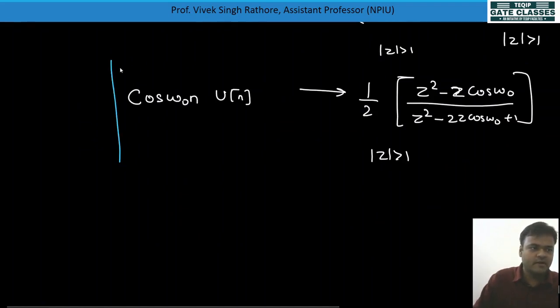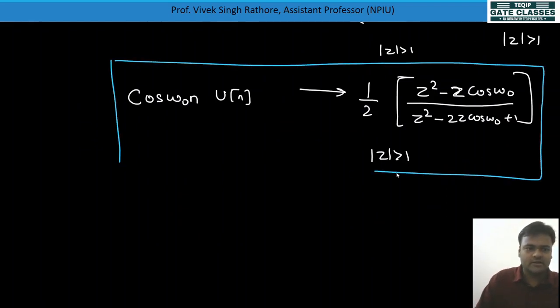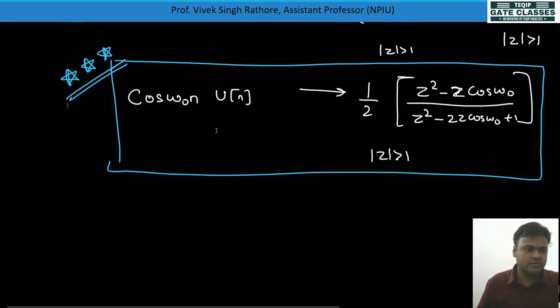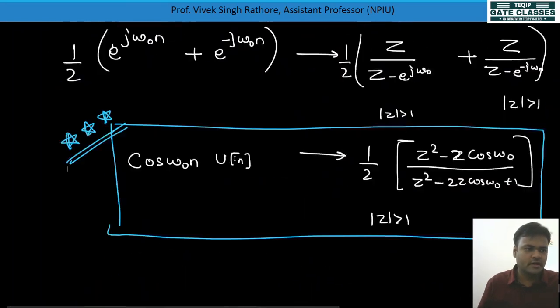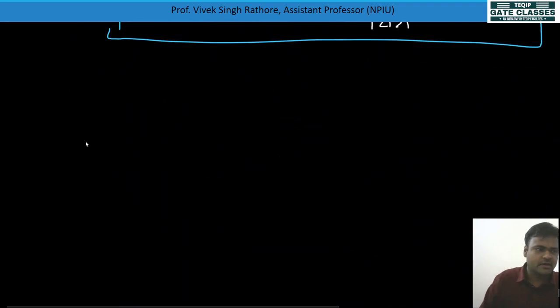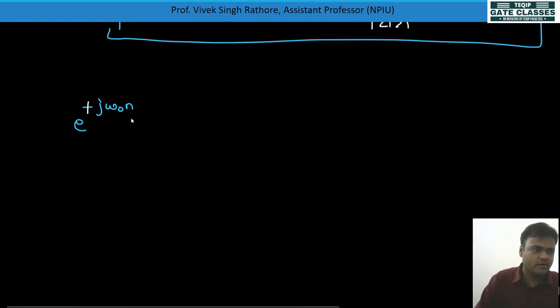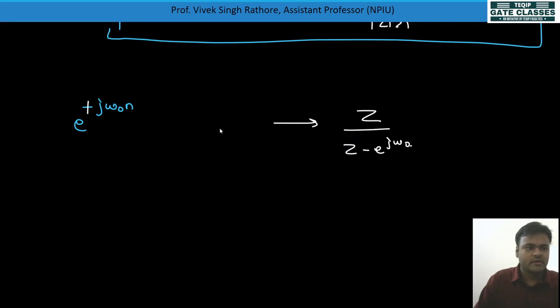So this is very important, as I have told you in Laplace transform also. You should remember cos omega naught t and sin omega naught t. Here you should remember cos omega naught n and sin omega naught n. The same goes with the sine of omega naught n also. Here we have done plus, here we will do minus. We'll write e to the power j omega naught n first, and its z transform is nothing but z by z minus e to the power j omega 0.